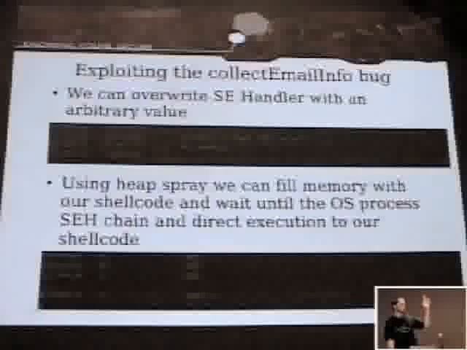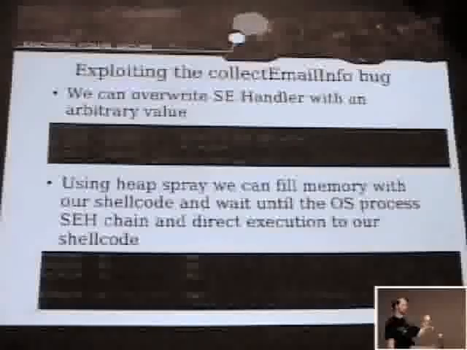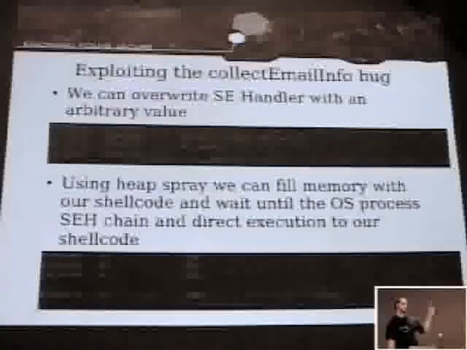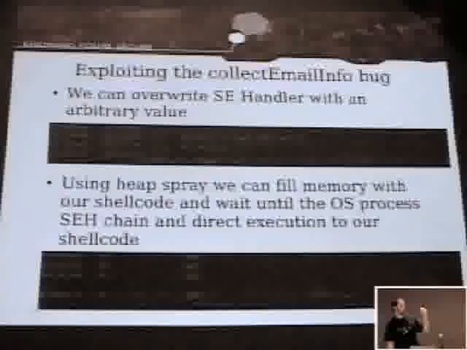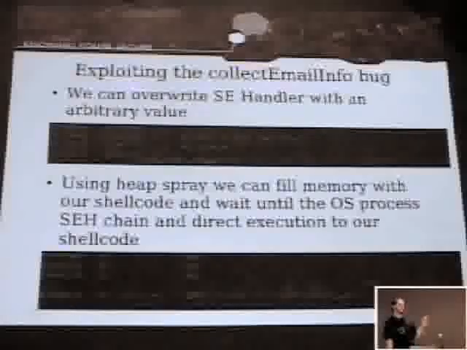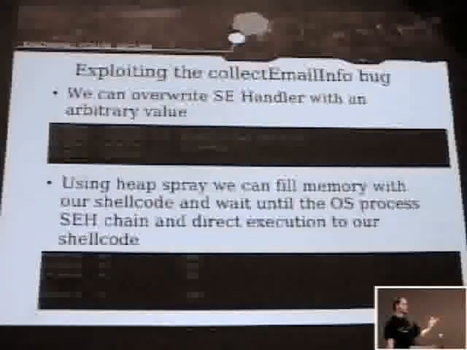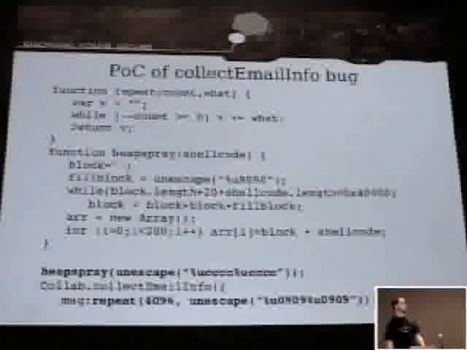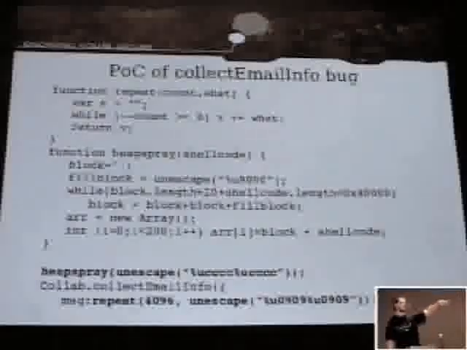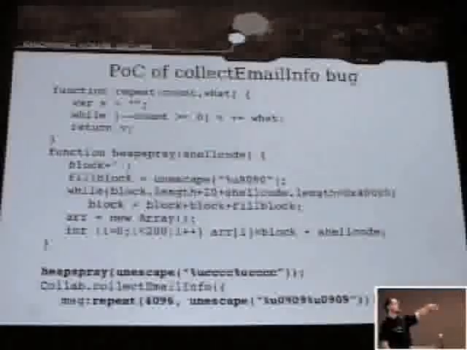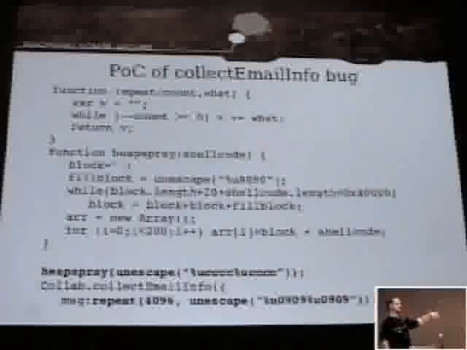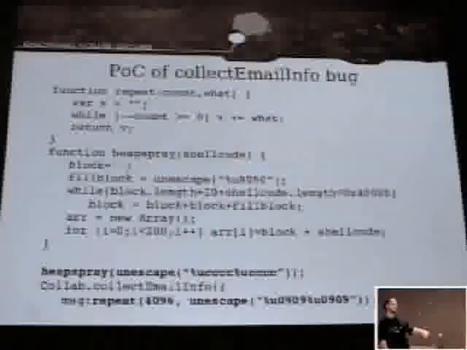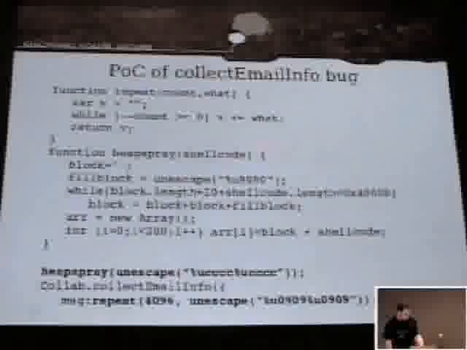And we heap sprayed all the memory with our shellcode. So when the safe exception handler changes its procedure, we get execution. This is a proof of concept of this. We first heap spray with our int3 shellcode, and then we overflow the collectEmailInfo function.